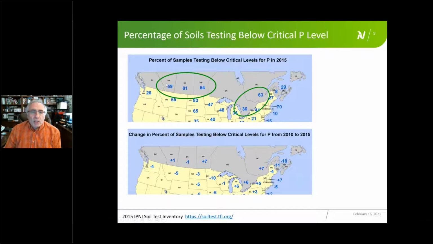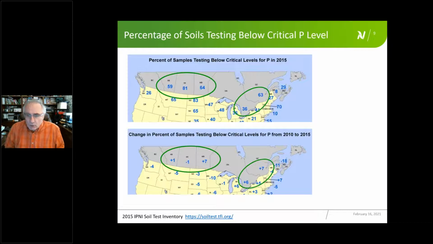These high percentages in the prairies of soils testing below the critical level should be of concern, given that we know how critical phosphorus is to the establishment of wheat and canola, our prairie crops. And in the east, for corn and soybeans, equally so. So when we look at those numbers and the change in those numbers, that tells us something about the trends.